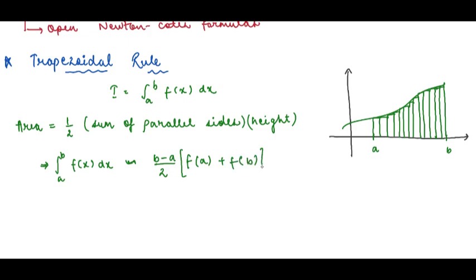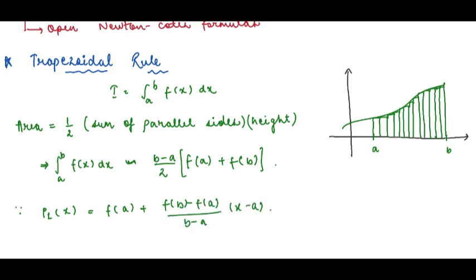Let's briefly derive it. The straight line interpolation between a and b can be written as p1(x) equals f(a) plus [(f(b) minus f(a)) divided by (b minus a)] times (x minus a).